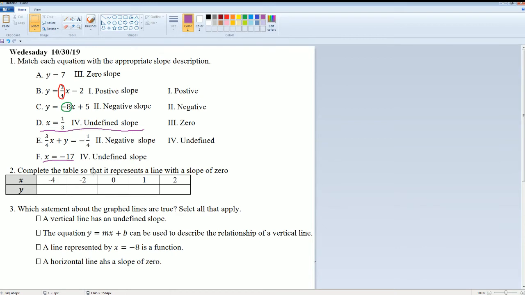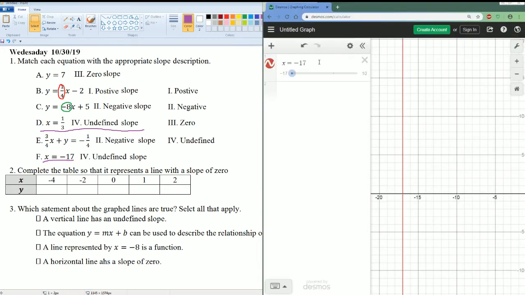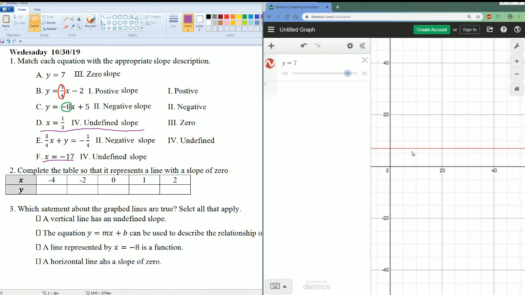So complete the table so that it represents a line with 0 slope. X is -4, -2, 0, 1, and 2. We know that a 0 slope is like this. Y equals 7, right? See how all the time it was y equals 7? Y could also be 6. Do you see how it's just a flat line on 6? Y could be 5, 4, 3, 2, 1, 0, -1, -2. You see? It could be any y value.